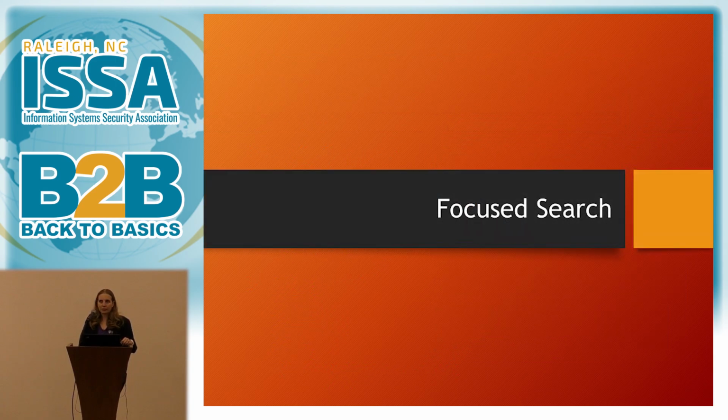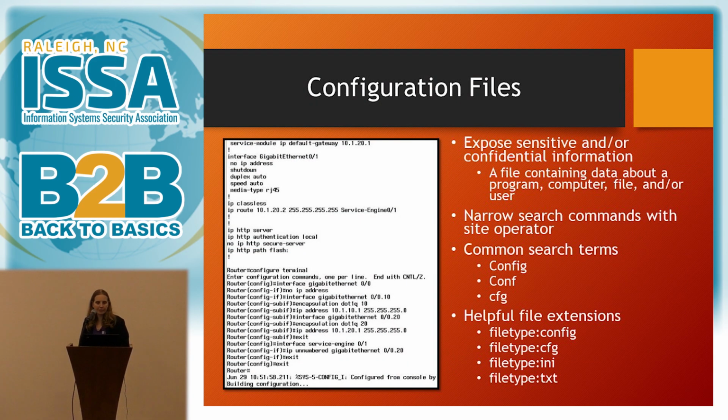Now we have a focused search. Configuration files. We talked just briefly about configuration files. You can search config, conf, CFG, and here if we look down, we have all kinds of information, IP addresses. It tells us all about the network, what's going on.